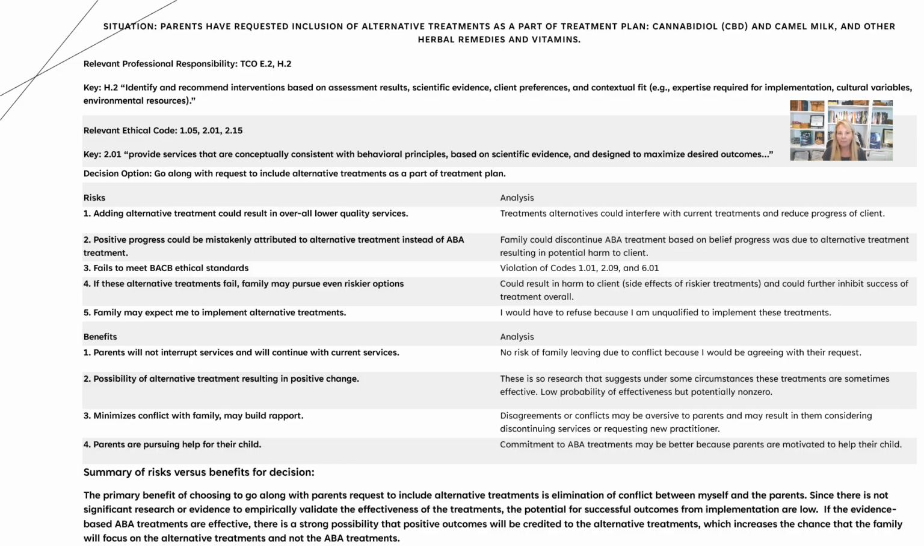So now I'm going to look at the benefits. What are the positives if I do agree to this request and include these natural treatments in my treatment plan? So the first is the parents are not likely to interrupt services. They're likely to continue their current services with me. So there's no risk of the family leaving due to conflict because we're agreeing to the request and there's no conflict there.